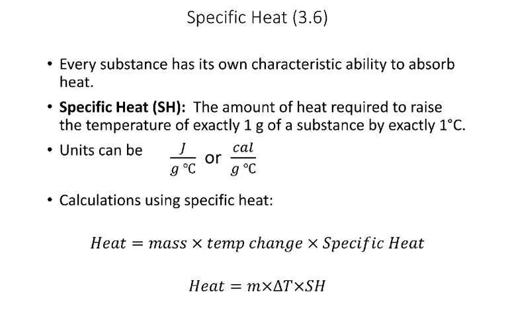To use this in calculations, if I want to know the heat that is gained or lost by an object, I would take the mass of that object, multiply it by the temperature change, then multiply that by the specific heat. In more compact form, heat is equal to mass times delta T times specific heat. Anytime we're talking about a change in a quantity, we often put a delta in front of it, so delta T means change in temperature.